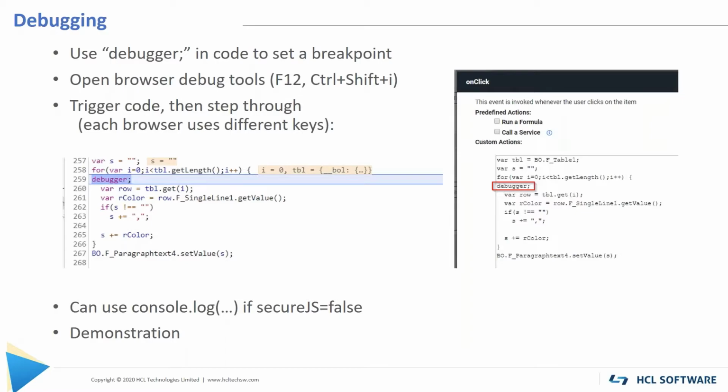If you put this debugger line in your code, and then you open up your browser debug tools when you're rendering the form, so if I do a preview and then I hit F12 or Control-Shift-I, it brings up my browser developer tools. And when I execute that code, it's going to stop at that debugger point. And from that point on, I can then step through the code. The console.log only works if you're not in a sandbox environment, so if your secure.js is equal to false.